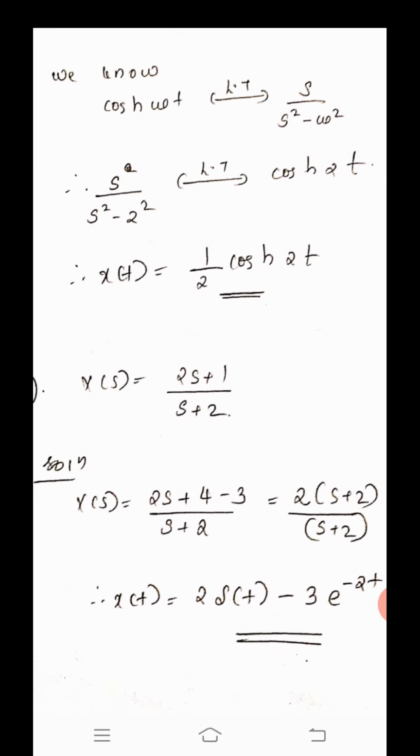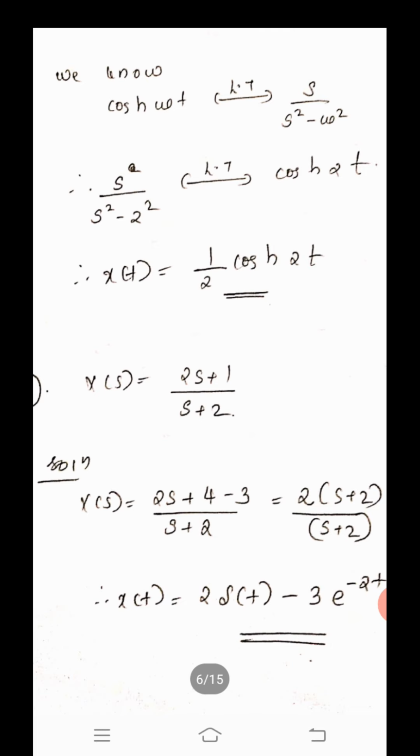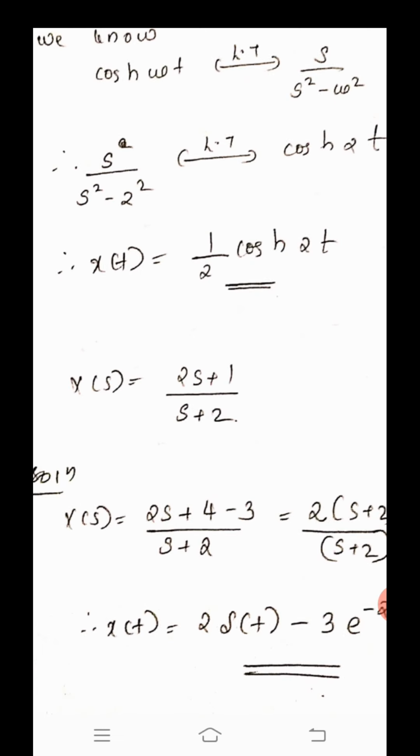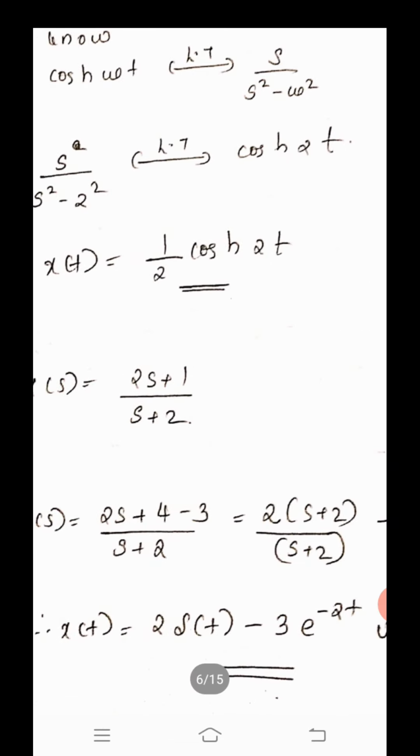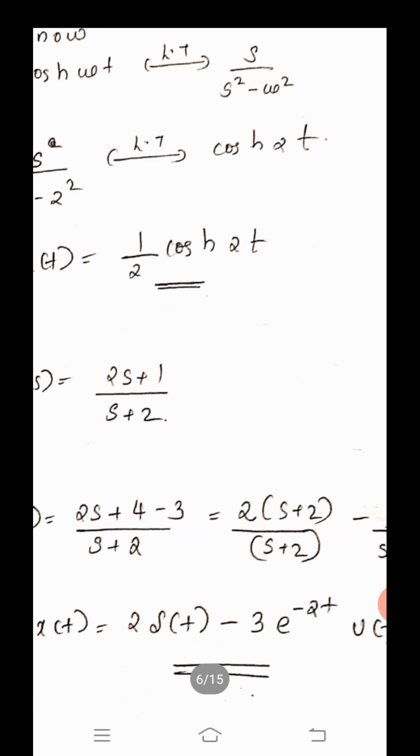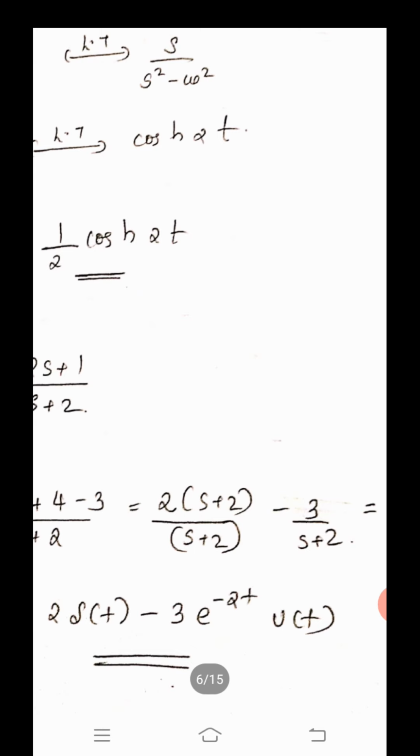Now moving on to the next problem, find the inverse Laplace transform of X of s is equal to 2s plus 1 by s plus 2. Again it might be done by a small rearrangement. We can write the one term in the numerator as 4 minus 3. 4 minus 3 is again 1. So X of s may be rewritten as 2s plus 4 minus 3 by s plus 2. From 2s plus 4 we will take 2 outside and we will make it the first term. That is 2 into s plus 2 by s plus 2 is the first term, minus 3 by s plus 2 may be taken as the second term.